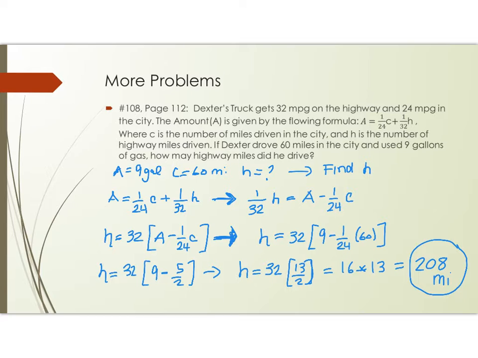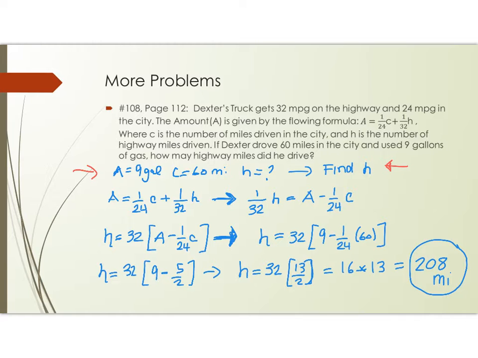A is equal to 1 over 24 times C plus 1 over 32 times H, where C is the number of miles driven in the city and H is the number of miles of the highway driven. If Dexter drove 60 miles in the city and used 9 gallons of gas, how many highway miles did he drive? So we set up what we know. A is equal to 9 gallons, C is equal to 60 miles, and we're trying to find H.